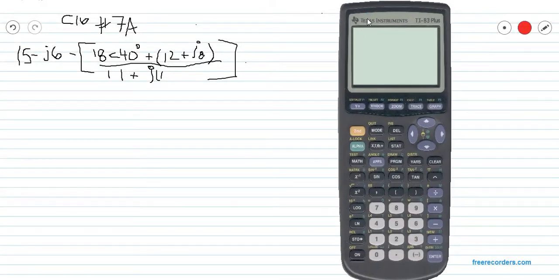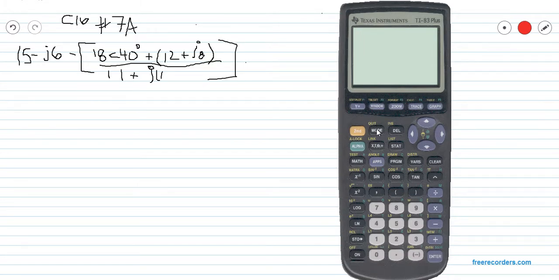Hey everybody, I wanted to talk about chapter 16, problem number 7. I'm just going to do part A for right now. This deals a lot with complex numbers and converting them from rectangular to polar coordinates. I just wanted to go over how to input all this into your calculator because it's relatively simple once you know how to do it.